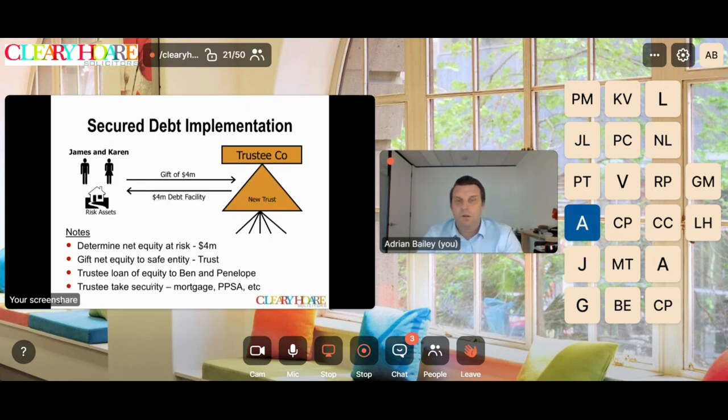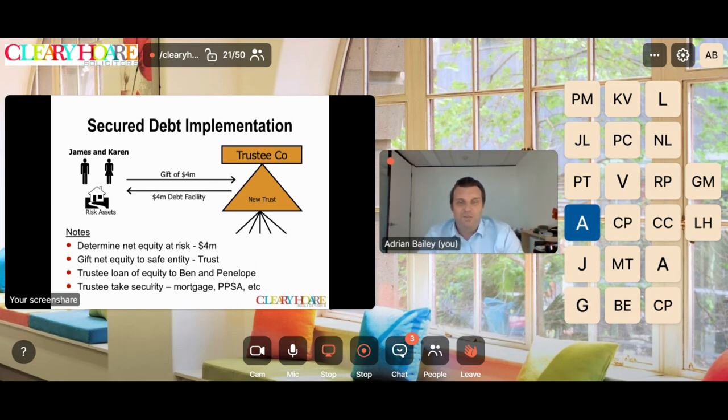One of the things that we often do for clients in this circumstance is what we call the secured debt process. And it's all about what I discussed before, about getting the trustee in a position where it is a secured creditor. Somehow in our slides here, we've obviously got an error. Ben and Penelope have changed to James and Karen. They must have changed their names as well as doing this work.